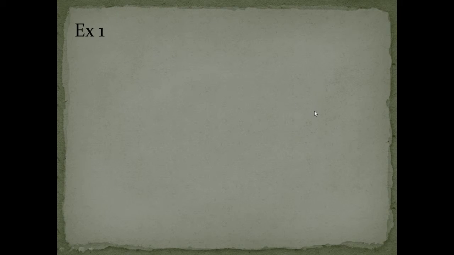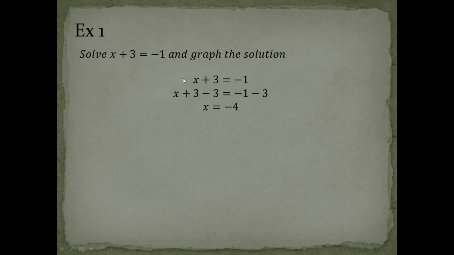Well, let's do some examples. So to solve x plus 3 is equal to -1 and graph the solution. So x plus 3 is equal to -1. You do -3 on both sides. So you get x is equal to -4. So let's graph x is equal to -4 on a number line.